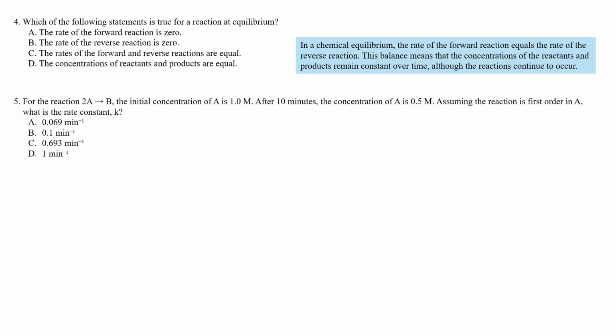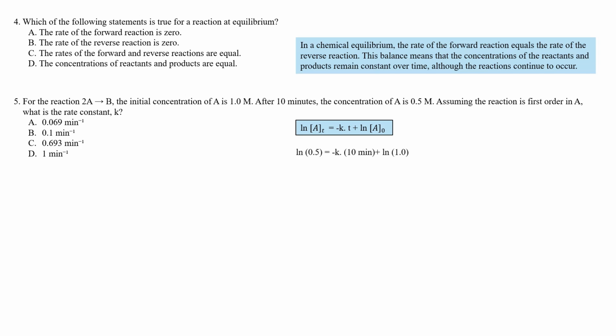Question number 5. For the reaction 2A goes to B, the initial concentration of A is 1.0 molar. After 10 minutes, the concentration of A is 0.5. The concentration became half. Assuming the reaction is first order in A, what is the rate constant K? So if this is first order, the rate equation is ln A concentration at time t is equal to minus K times t plus ln A concentration at time 0, at the beginning.